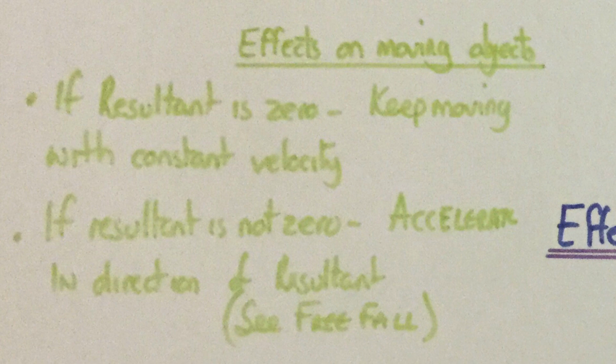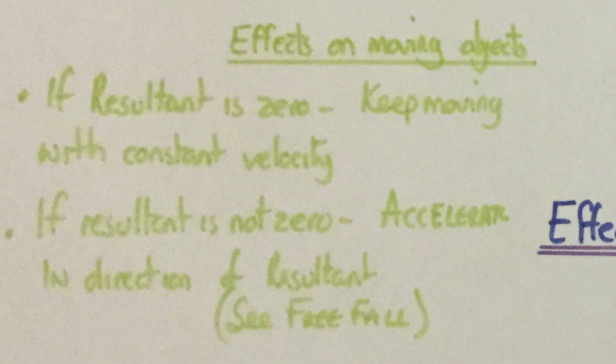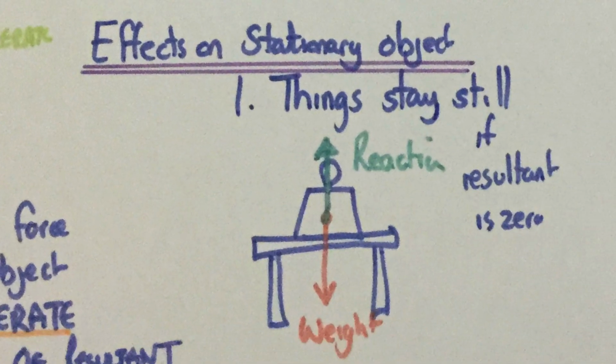If the resultant force is not 0, so if you've got a resultant force, what it does to the object is it actually causes it to accelerate. You must remember that if this resultant force is not 0, the object will accelerate, it'll get faster and faster, and it will accelerate in the direction of the resultant force. We'll be doing something on this in free fall in a second. Right, if we look at a stationary object, if you've got an object that stood perfectly still to start with, if the forces on it are opposite and equal, there is no resultant force. The resultant force is 0, so the thing will stay still.